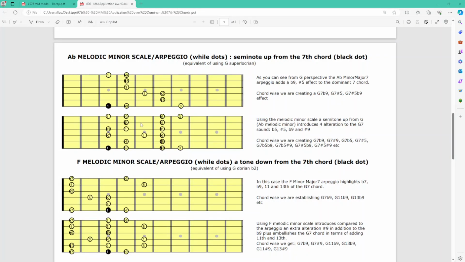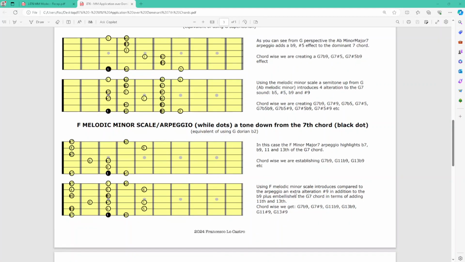And as you can see on the PDF, for each melodic minor you decide to go, so if it's a semitone up or a tone down, etc., on the right hand side it is telling you what kind of chords you're also creating, beside what kind of alterations you're adding when you're adding them, or whatever it can be in common with Mixolydian.